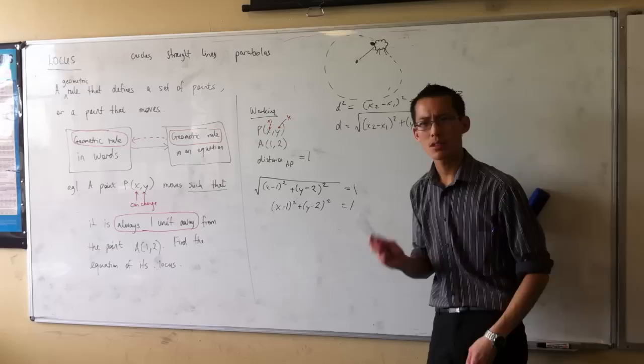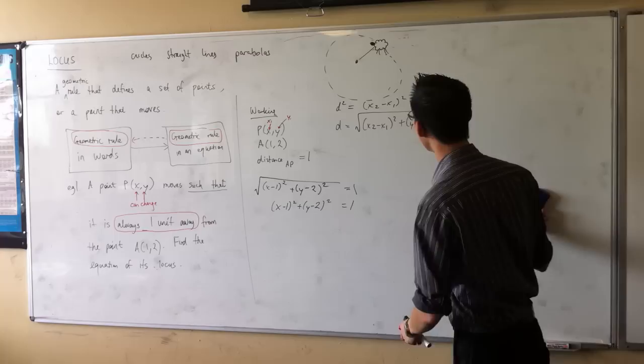What was the second one? We said there were two points, and I wanted you all to be equidistant from those points. Okay, so you help me.